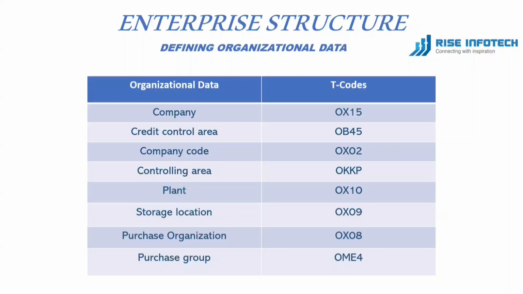The purchasing organization is responsible for all the purchasing activities. And the T code was OX08 and the table was T024E. And the last one is purchase group. Purchase group is the group of people who work in a purchase organization. The T code was OME4 and the table was T024.